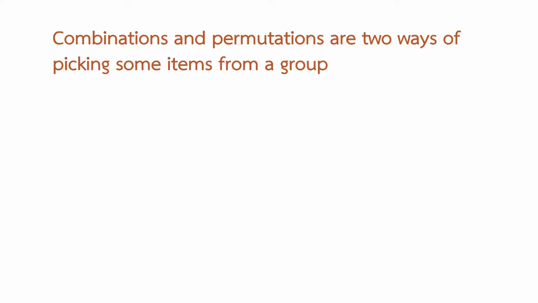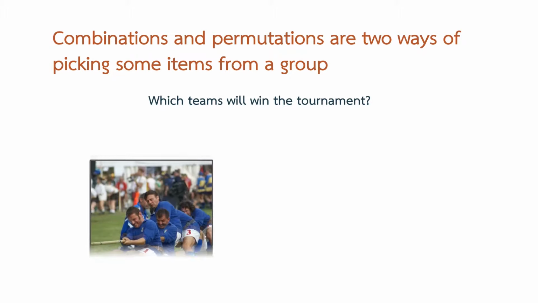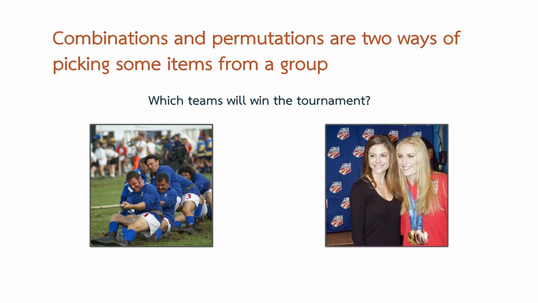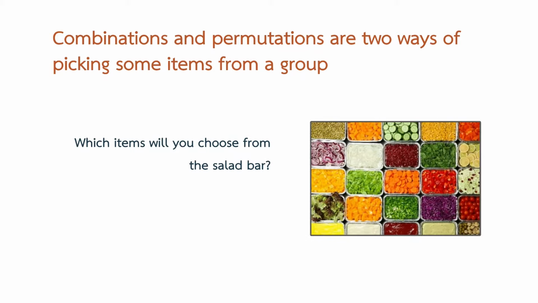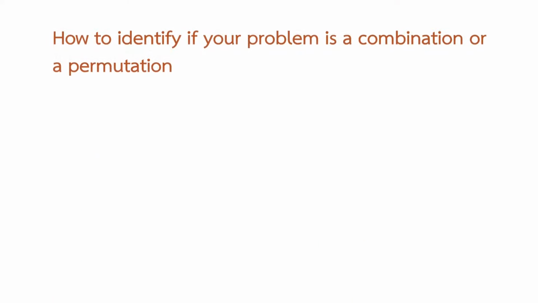Combinations and permutations are different ways to pick just some items from a larger group. For example, which team is going to win a tournament? Or which items are you going to pick from a salad bar? Maybe some massaged kale. Combinations and permutations are two ways you can choose from a larger group.